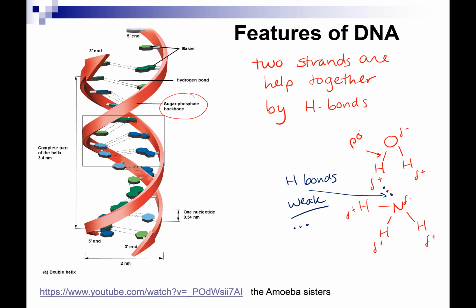So that is a polar covalent bond. Okay, so you can see these have dots all around them, and that's what's holding the two strands together. So it's by hydrogen bonds between two bases. Okay. So we'll look at that in a minute. And this is just a kind of a cute little video talking about the structure of DNA. You might want to watch it. It's only about 4 minutes.